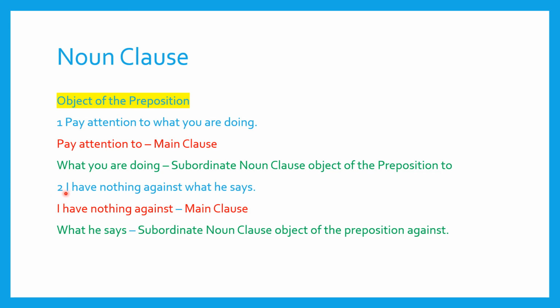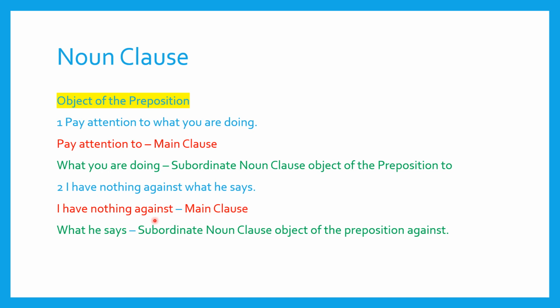The second sentence: I have nothing against what he says. Similarly, here also we have to first identify the main clause and the subordinate clause. First, identify the subordinating conjunction. Here it is what. Subordinating conjunctions introduce subordinate clauses. So what he says is the subordinate clause, and I have nothing against is the main clause.